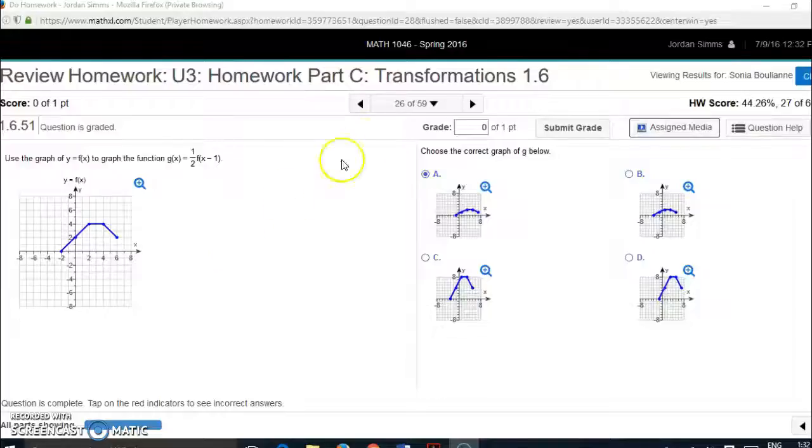Hey Sonia, let's check out an example here. This is number 26 from your homework for Unit 3. One of the big things going on here is I think what you're getting stuck on is what happens when we have a number outside of another function.